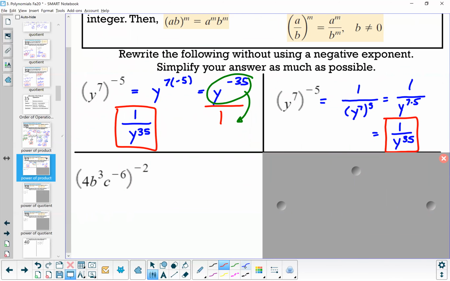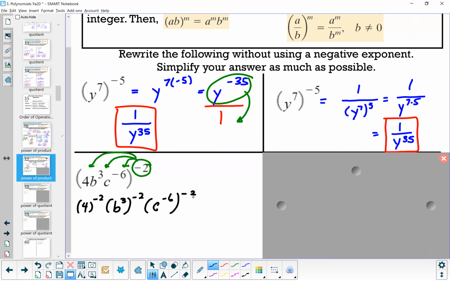Second example, we're going to distribute that negative 2 across the multiplication. So to the 4, to the b cubed, to the c to the negative 6. Essentially, that gives us 4 to the negative 2, b cubed to the negative 2, c to the negative 6 to the negative 2.